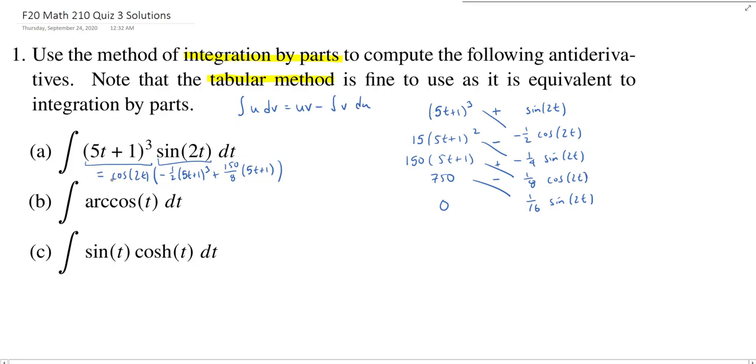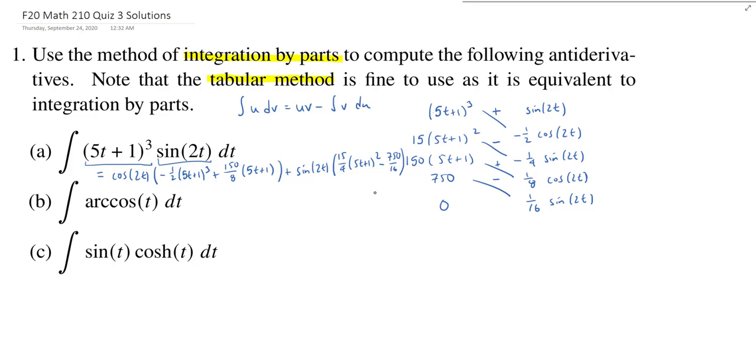And then let's find the sines. So we get sine of 2t times, this one is minus minus, which is plus, 15 over 4 times (5t plus 1) squared. And then this one down here we have a minus, and we'll get 750 over 16. Again, that does simplify a little bit, but I don't want to do it. Okay, so there we found an antiderivative.